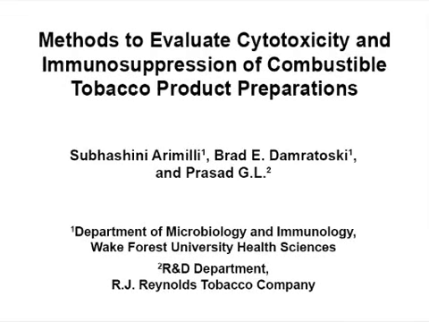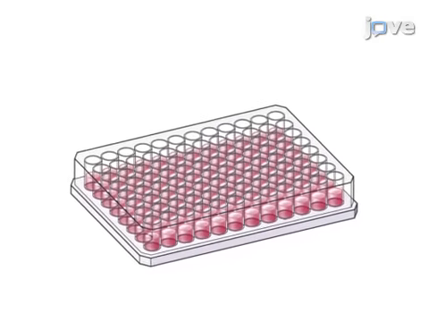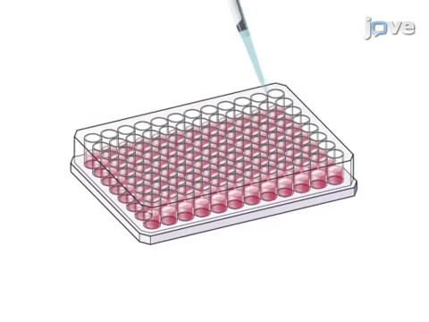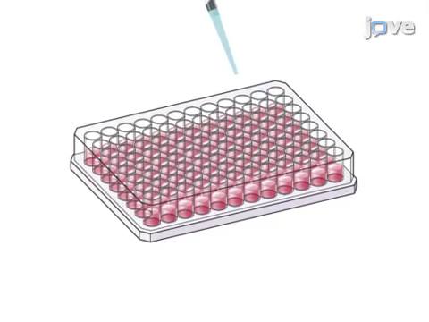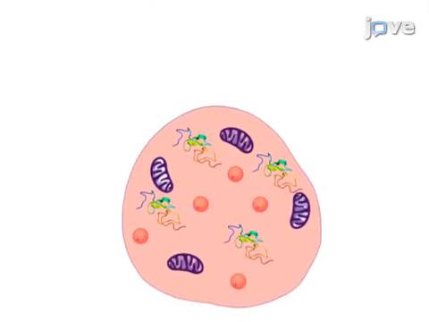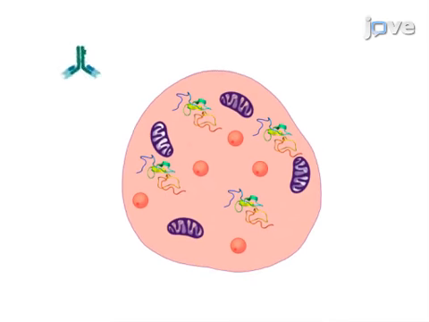The overall goal of this procedure is to evaluate the effects of tobacco product preparation on cytokine secretion and target cell killing by PBMCs. This is accomplished by first treating cultured PBMCs with whole smoke conditioned medium or nicotine, and then intracellular staining of the treated PBMCs is performed to determine their cytokine production.